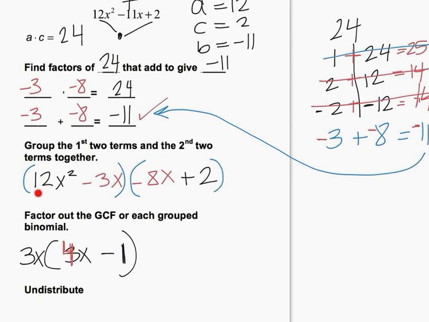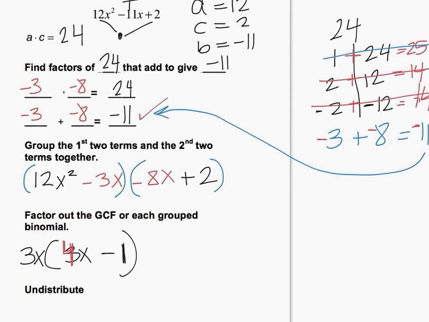Okay, so 12 divided by 3 is 4. So see how it's always good for you to check. We all make mistakes, so always double check by distributing. So 3 times 4 is 12. x times x is x squared. 3x times negative 1, that's your negative 3x.